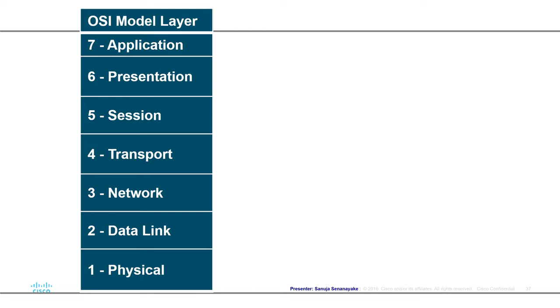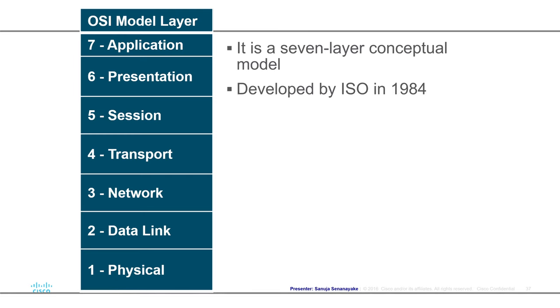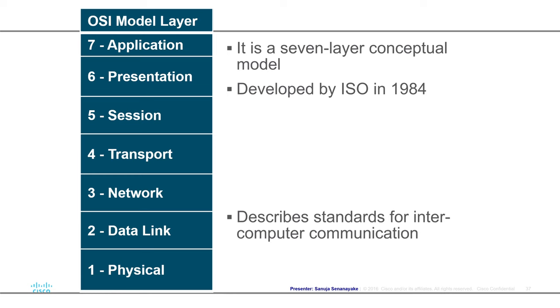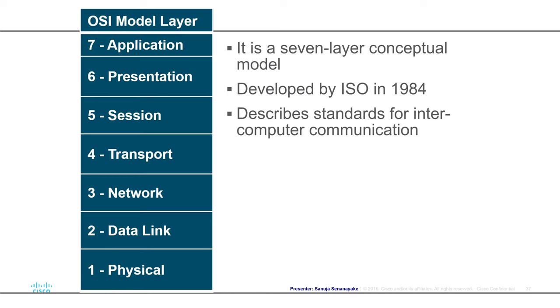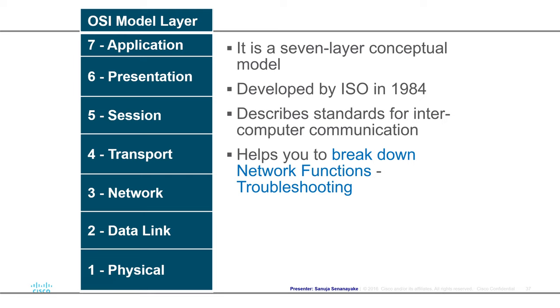So OSI model, remember, we have 7 layers, and we're going to look at how important the OSI layer is to us. It is a 7 layer model that conceptualizes data communication. It was developed by ISO in 1984. You don't really need to know the exact year, but you should know it's around the 1980s. It describes standards for intercomputer communication. It helps you break down network functions, and also helps you troubleshoot issues.